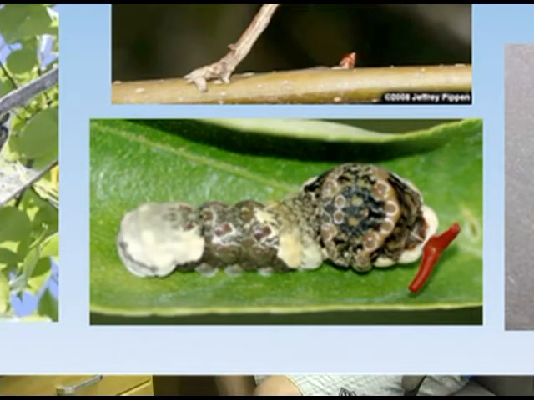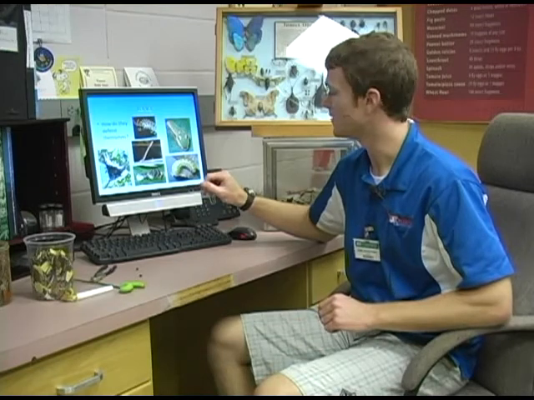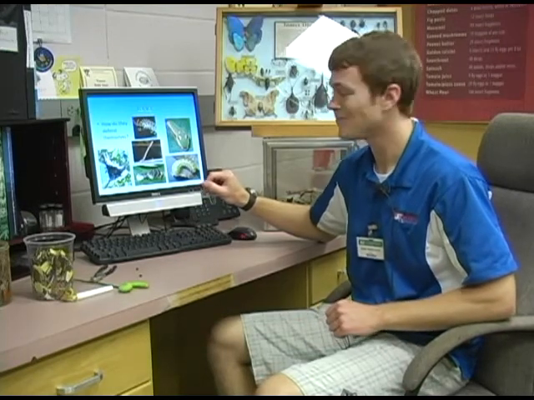How about this piece of bird poop here? Wait a minute, that's not bird poop. That's a caterpillar. So you could pretend to look like something else that you wouldn't want to eat. Not many things would want to eat some bird poop.